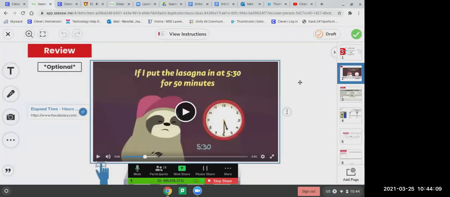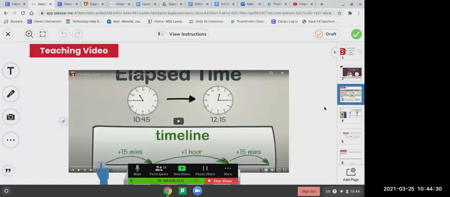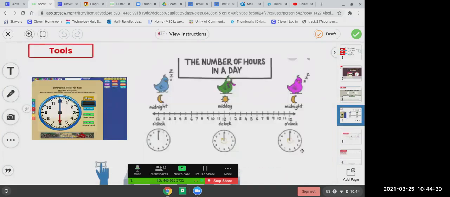All right, let's head back to our Seesaw task. We have now been thinking about elapsed time, the time that is passing. We saw some examples in the video, like when we put something in the oven, the time it takes to bake, called elapsed time, how much time is passing. Slide 3 has a review video from yesterday, and then slide 4 has some tools that we can be using for our elapsed time.